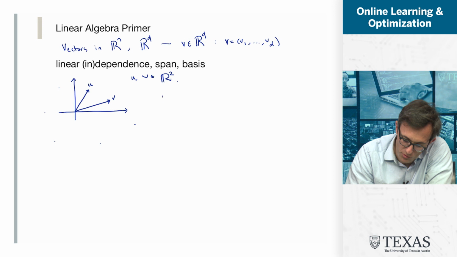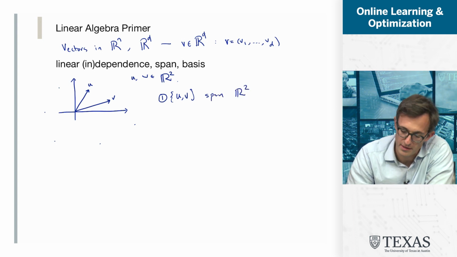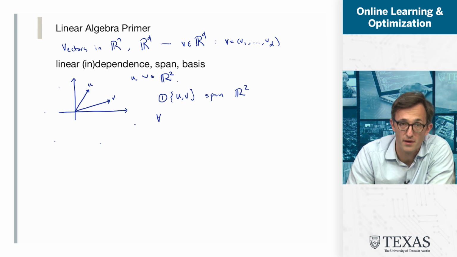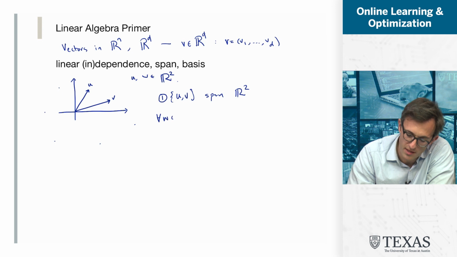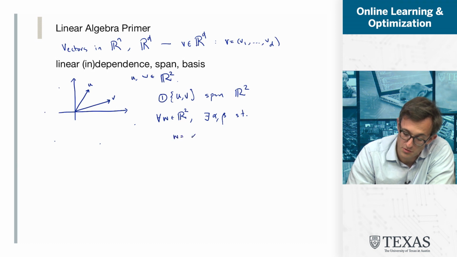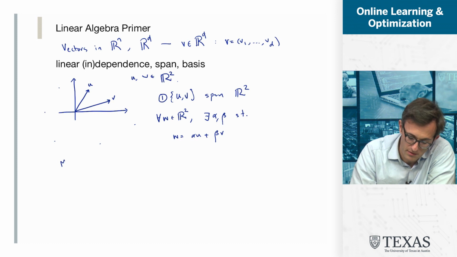So the first point here is that u and v span R2. So mathematically, another way to write this is, for any vector w in R2, where this upside down A means "for any", I can find a combination of u and v. In other words, I can find constants alpha and beta such that w is equal to alpha u plus beta v.